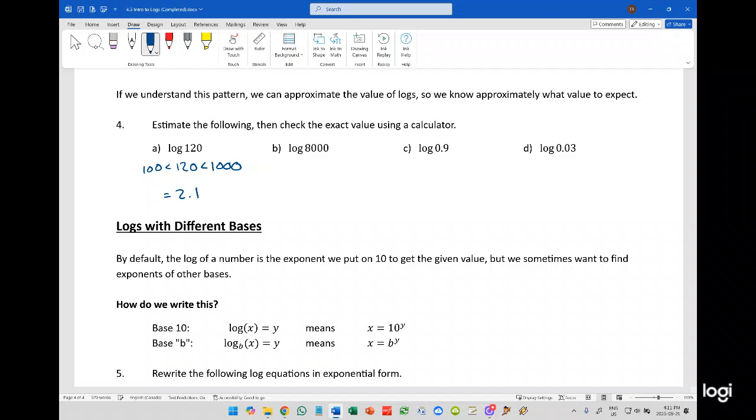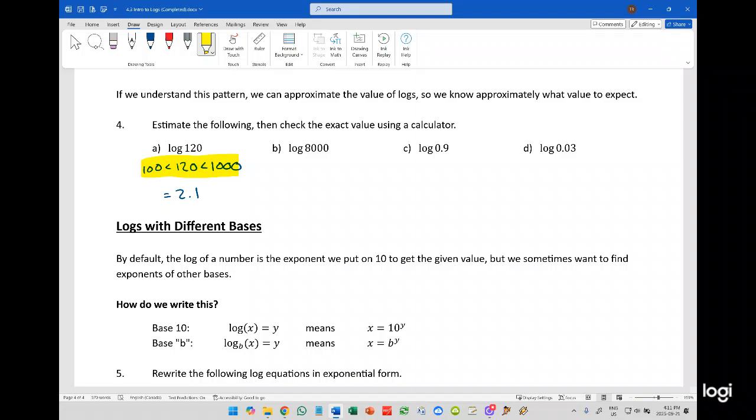Again, I want this to not look like I'm evaluating something. I'm just putting down my thinking and then answering the original question of log 120. Now that's just an estimate, the rough thing in my head. If I actually put the log of 120 into my calculator, it's actually 2.08, which isn't too bad. 2.1 is not a bad guess.